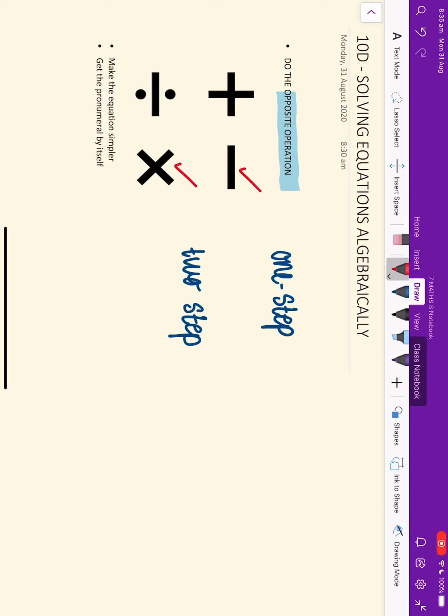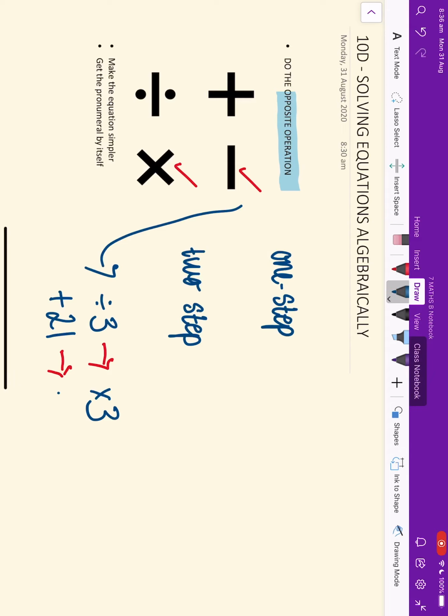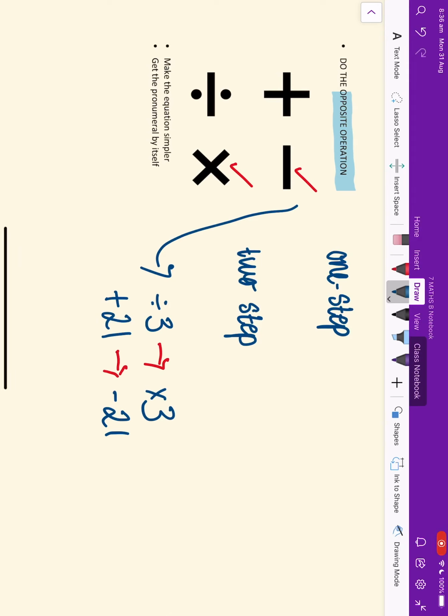So for instance, the opposite of divided by 3 is to multiply by 3. The opposite of adding 21 is to take away 21, and so on and so forth. And the opposite applies. So for instance, the opposite of multiplying by 3 is divided by 3. And the opposite of taking away 21 is to add 21.